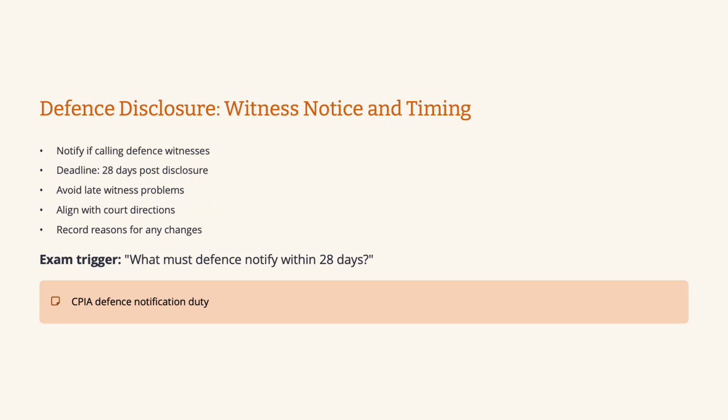So the defense has a disclosure obligation too, though different from prosecution duties. If the defense intends to call a witness at trial, they must notify the prosecution and court. The deadline is 28 days after receiving prosecution disclosure. This witness notice requirement ensures the prosecution knows which witness to expect and can investigate their credibility or background if necessary. It prevents trial ambush, so avoid late witness problems by meeting this deadline. That's the 28 days deadline and you need to meet it.